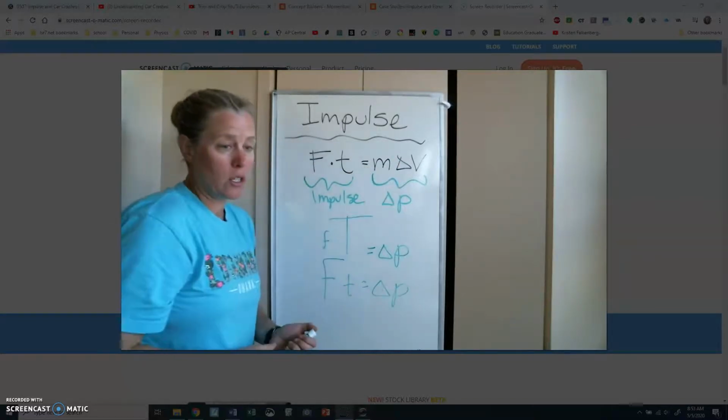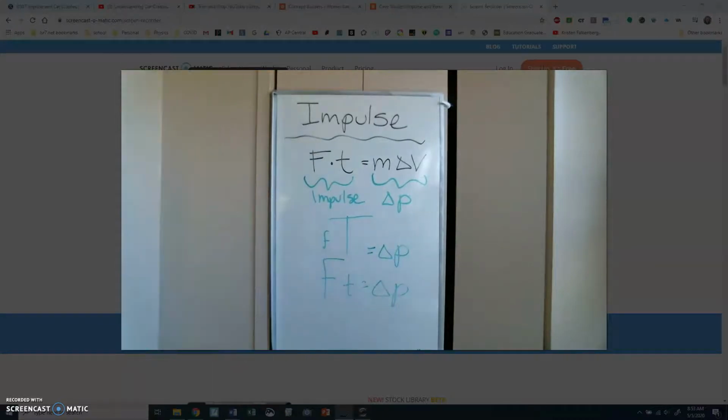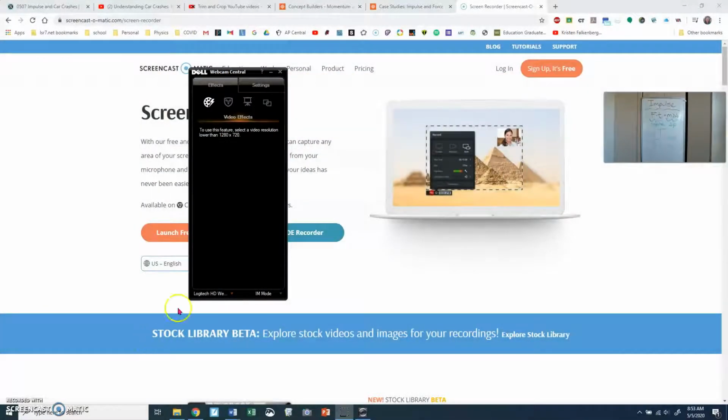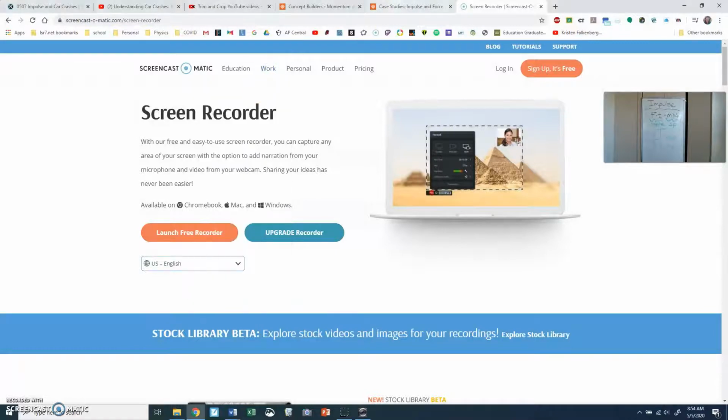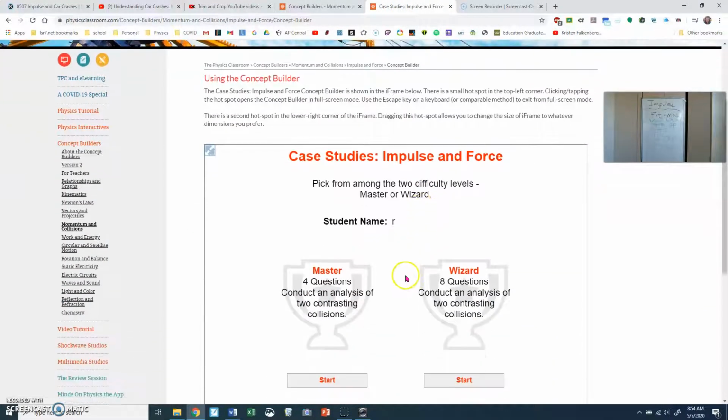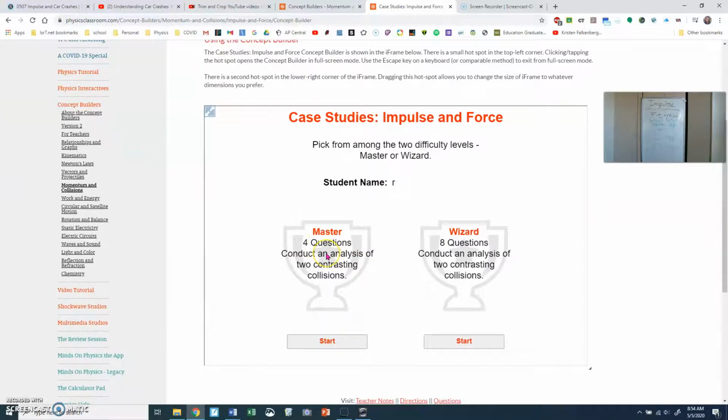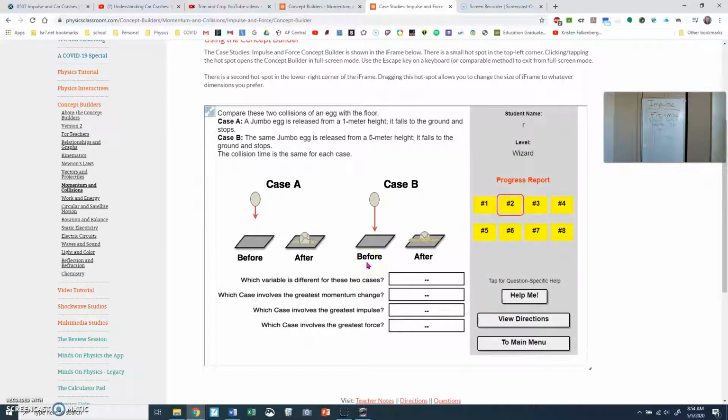So let me get to my screen and show you the Physics Classroom activity that I have for you, and hopefully we can work this out. It's called Case Studies for Impulse and Force. Now I want you to know there are 4 questions in Master, and there are 8 questions for Wizard. I am offering 10 extra credit points, meaning it's worth 10 points if you do the 4 questions, but you could get 20 out of 10 if you do the Wizard, okay? I'm going to go to Wizard just to see what they got.